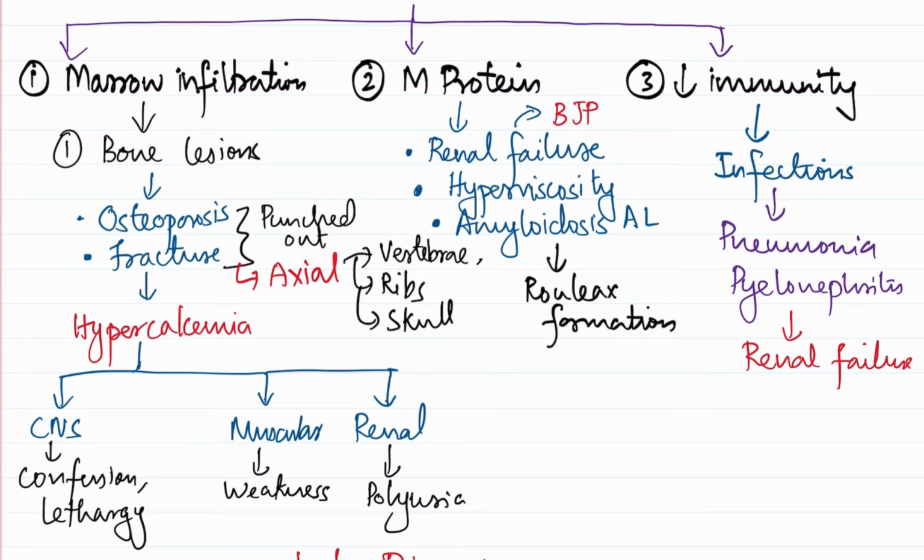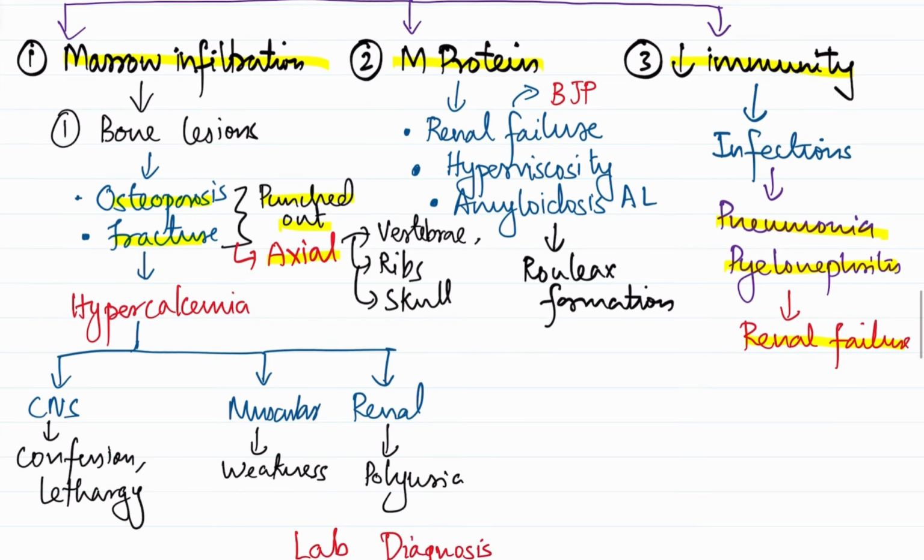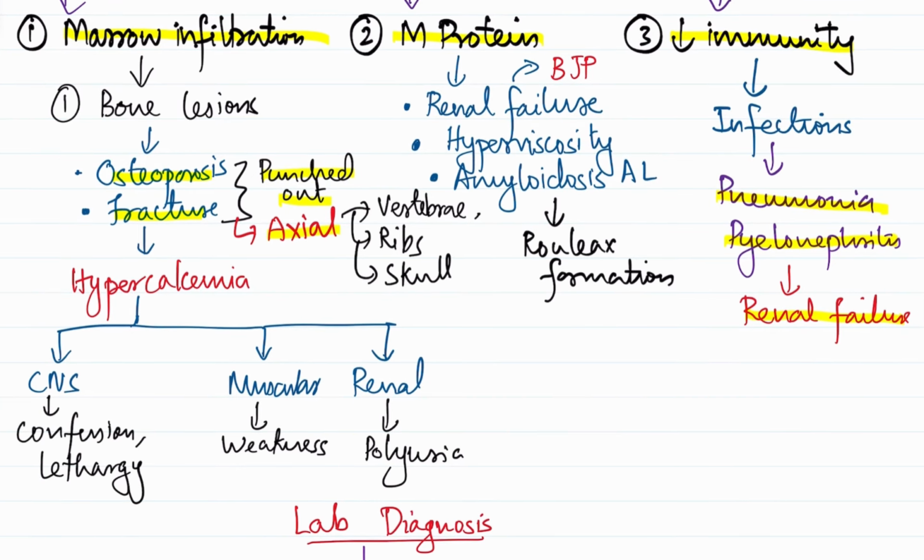It might look a bit hard to understand all of this, but the concepts are really simple. If we think from these 3 points, that is marrow infiltration, M protein, and decreased immunity. When the immunity is decreased, infections such as pneumonia, pyelonephritis will occur. Pyelonephritis will lead to renal failure. And when marrow infiltration, there will be lytic bone lesions which will present as pathologic fracture or osteoporosis involving the axial skeletons, and it is seen as punched out lesions in X-ray. And they will release the calcium from the bone, hypercalcemia.